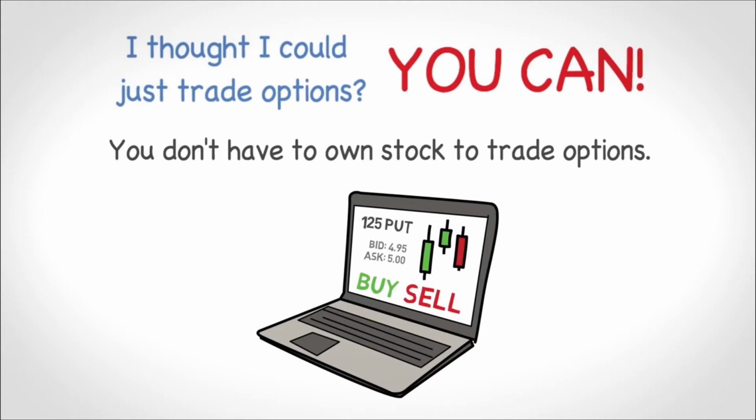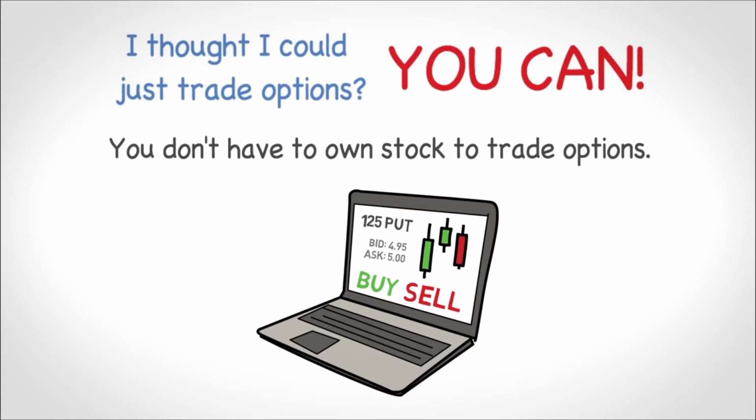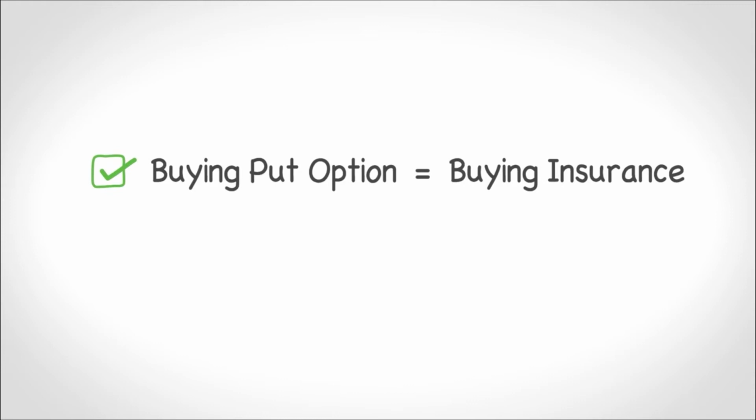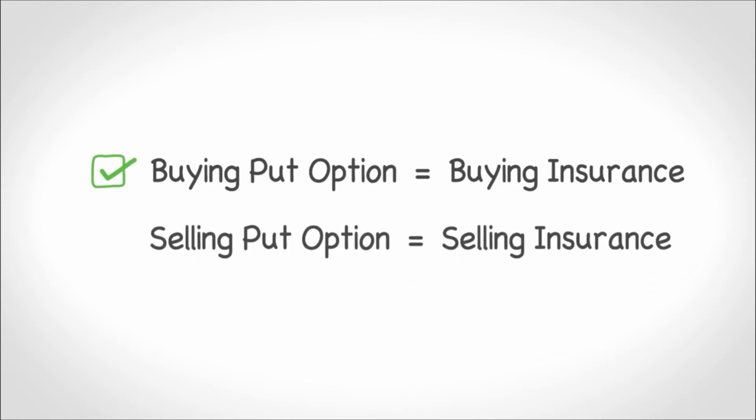But we just had to lay the framework because understanding how options relate to insurance is crucial for you to understand how options are priced, which we're going to cover in Chapter 3. Okay, you get it by now. Buying a put option is like buying insurance on a stock investment, and selling a put option is like selling insurance on a stock investment.